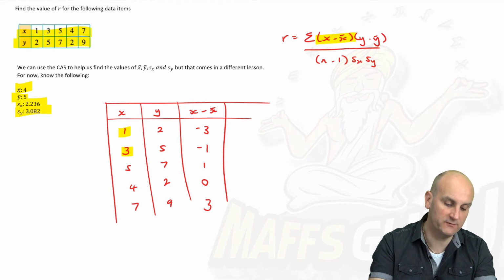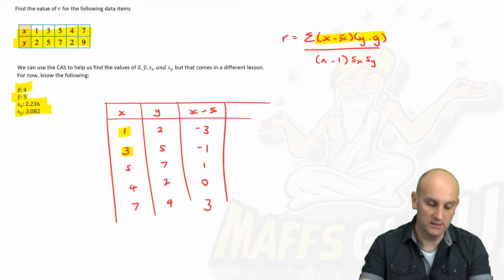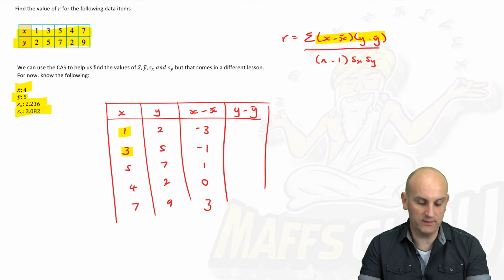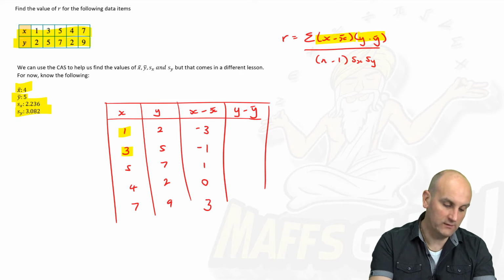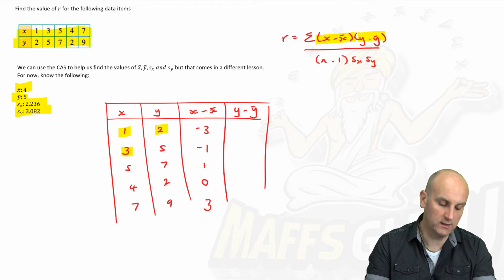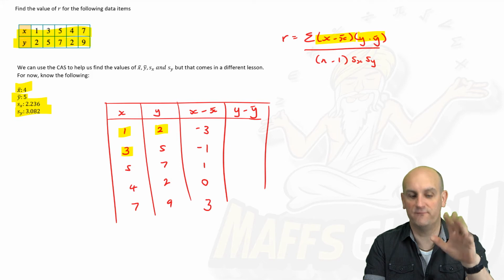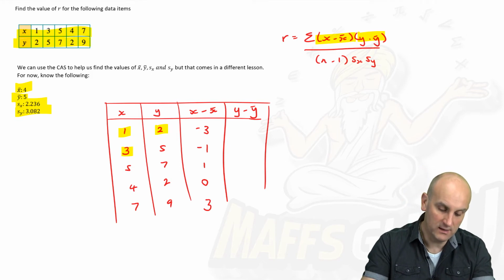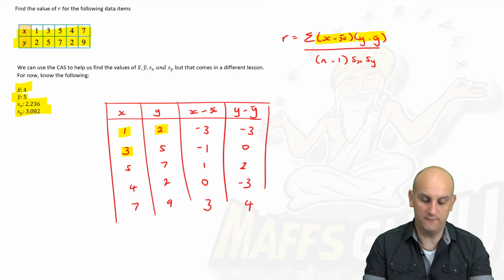Let's move to the next part of my formula. I've got to work out all the y minus y bar values. So we're going to do y minus y bar. Let's create that table there. And so my y values in this situation were 2, and I'm going to take away my y bar value of 5. So for each of the values in my y column, I'm going to take away 5. So that's going to become minus 3, 0, 2, minus 3, and 4.